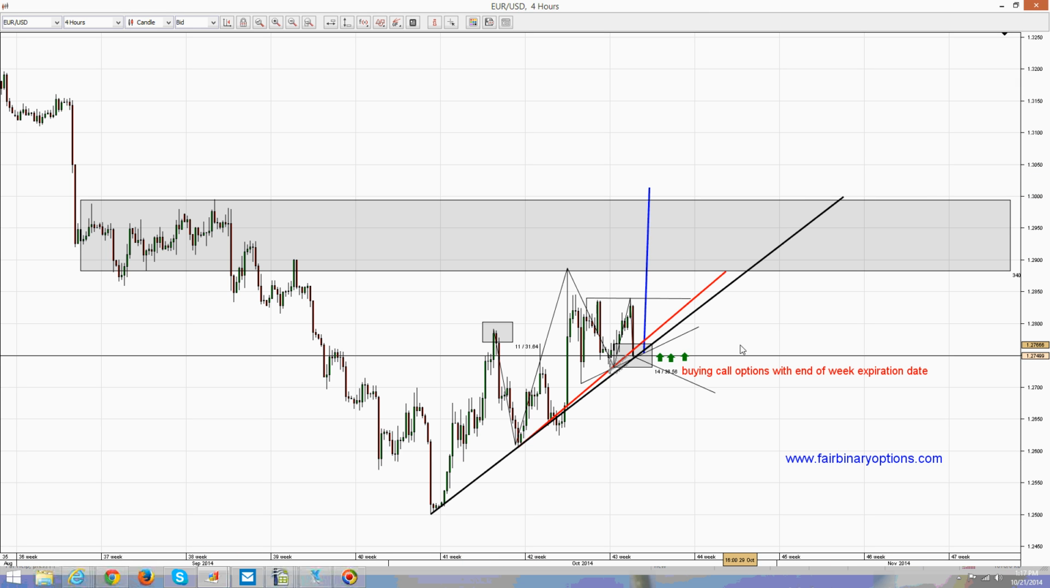Anyways, this is just for the long run, for this week, call options on the Euro US dollar, and I will use this area as much as possible to establish long positions.